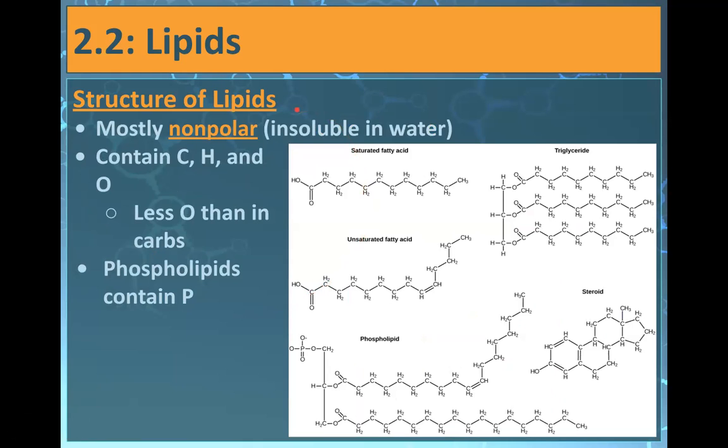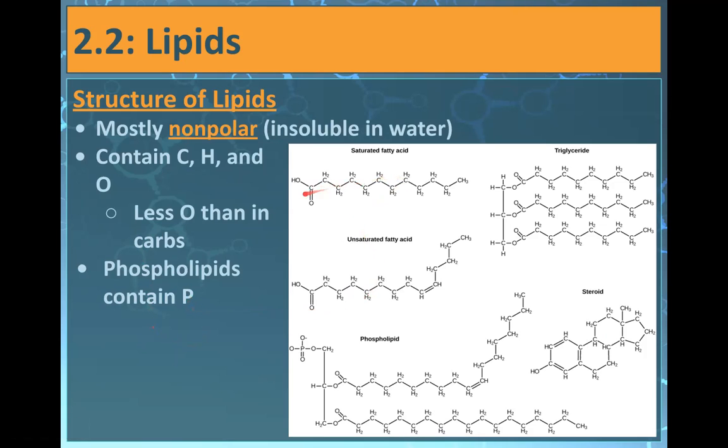Moving on to lipids, so our second of the macromolecules. Lipids are nonpolar. That is really the characteristic that they all share. So they also contain carbon, hydrogen, and oxygen, but less oxygens than carbohydrates. And phospholipids are going to contain phosphorus. That's what this P is.